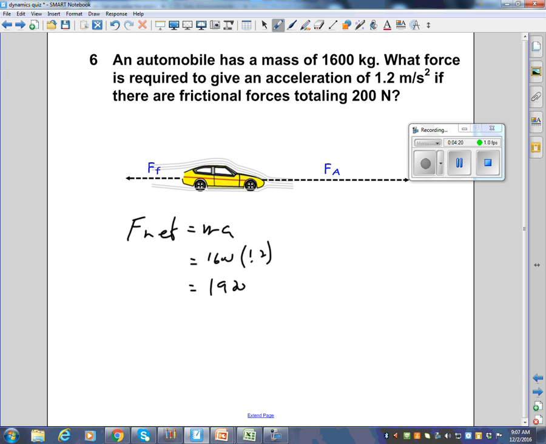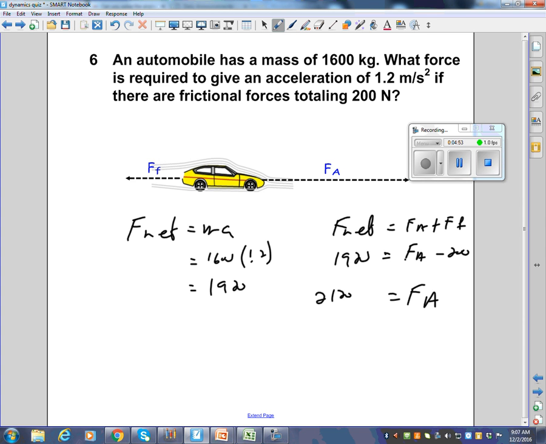Okay, but do you just add or subtract the 200? No, you write the formula. We did an example just like this, right? F net is equal to F_A plus F_F. And so the net force is 1920. The applied force is what we're trying to solve for. And friction is minus 200. When that goes to the other side, it becomes plus. So your applied force is 2120. Did you get that right?